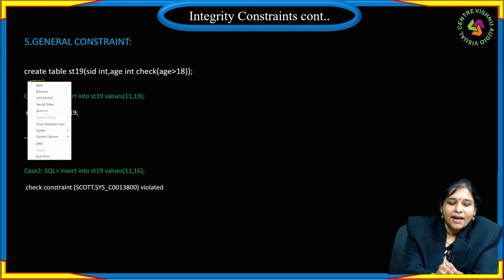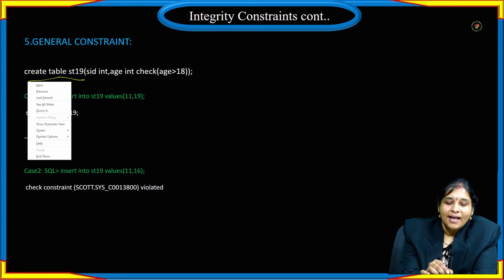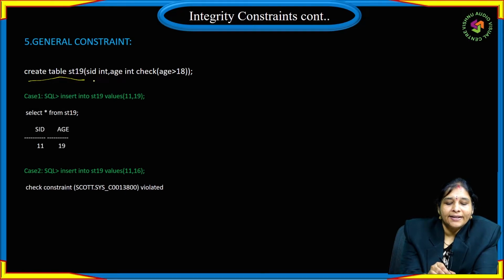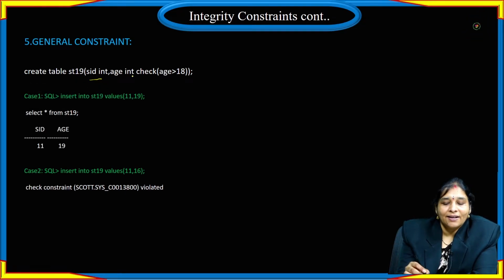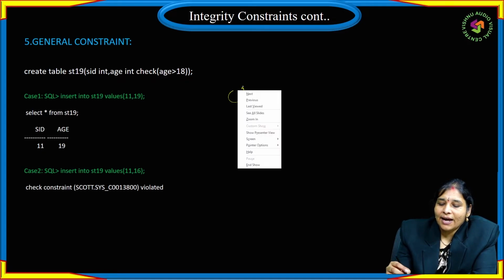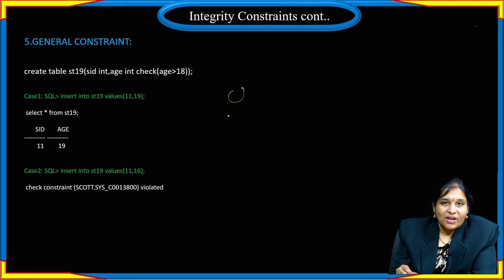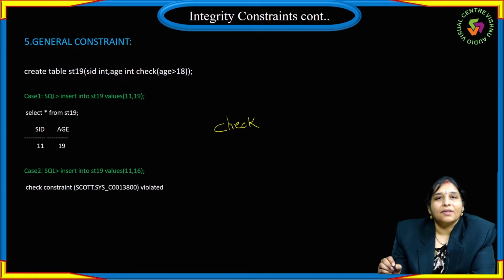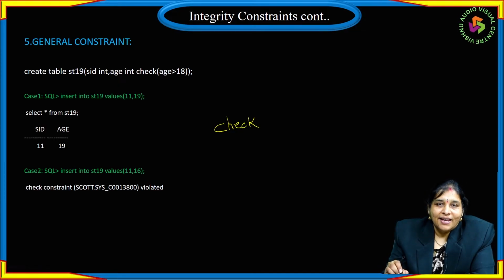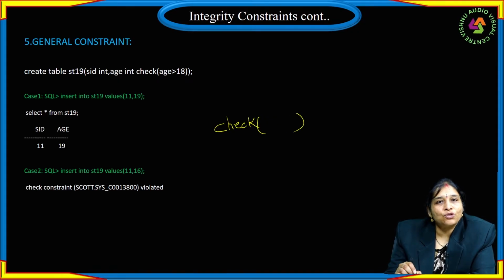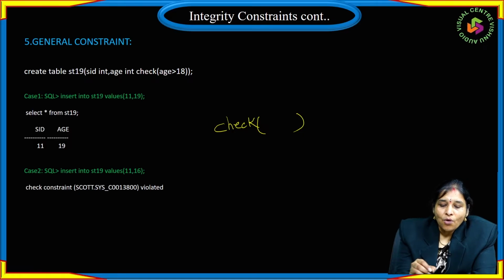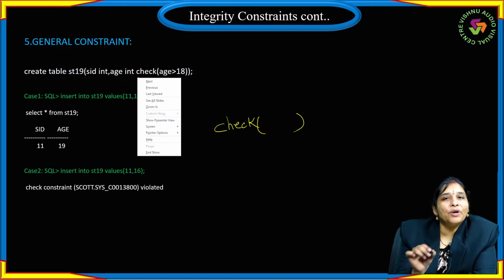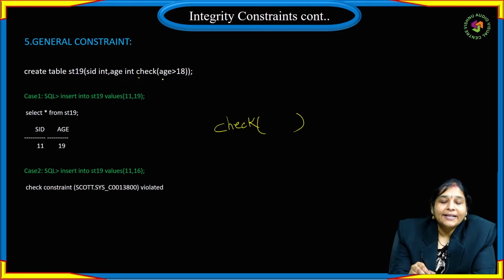Once again, I created a table student 19 with two fields, SID integer and age integer. And here, I have used a constraint called check. The major purpose of this check constraint is this: it ensures that the condition you specify next to the keyword check should never be violated. Here, as an example, I am going to take check age greater than 18.